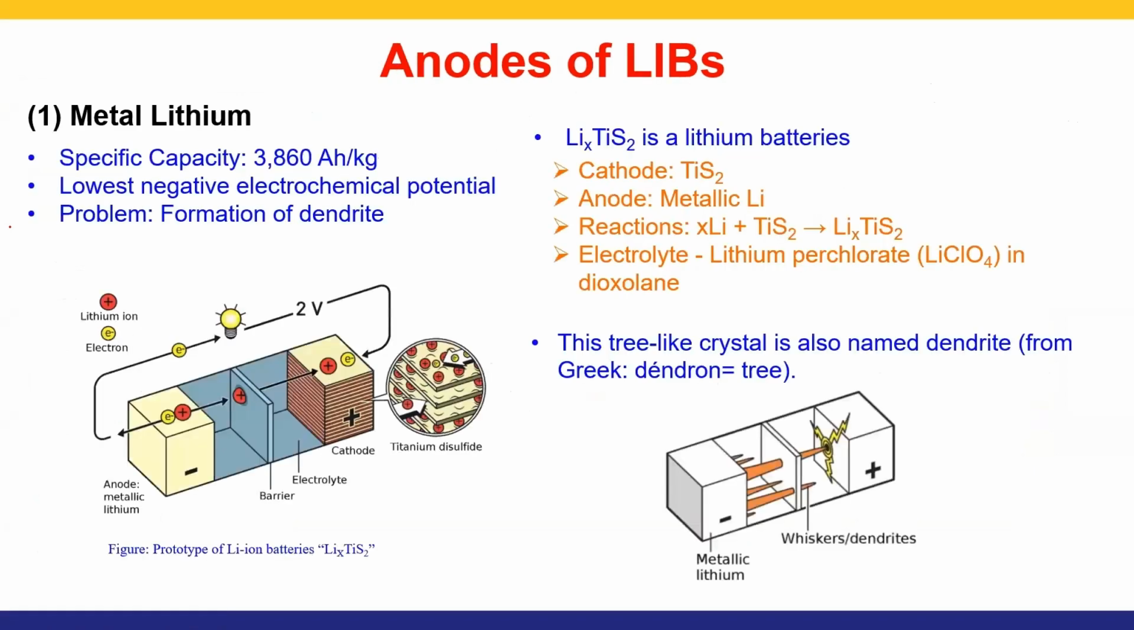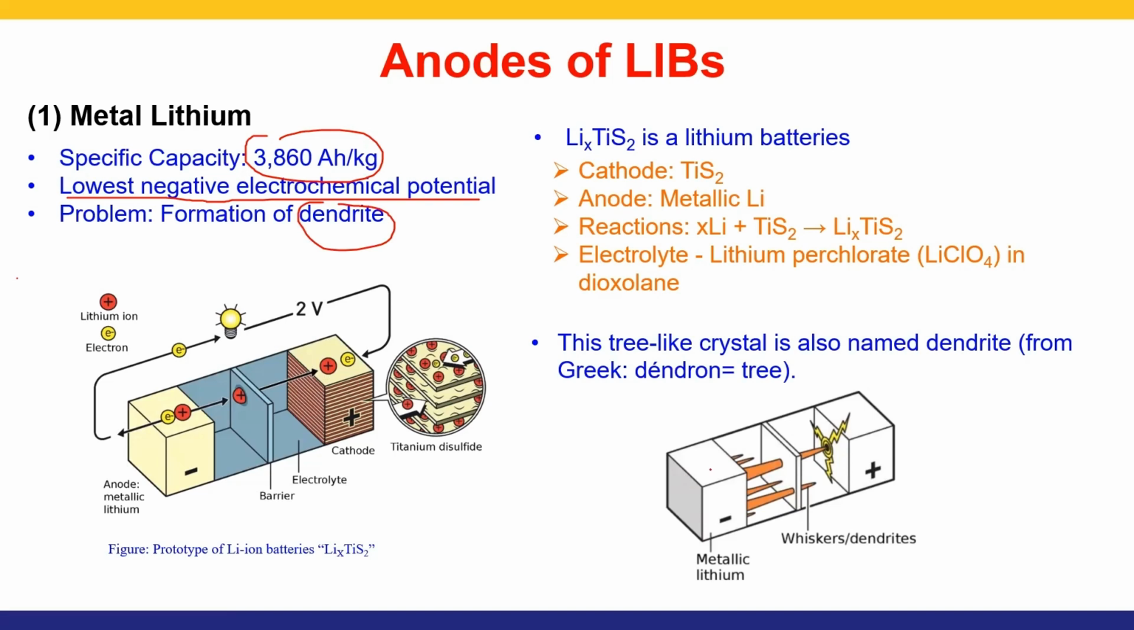Anodes of lithium-ion battery. Metal lithium. Metal lithium has a very high specific capacity as compared to graphite, which is about 10 times of graphite. The specific capacity is about 3,800. In addition, it has the lowest, or we say negative, electrochemical potential. However, the application of metallic lithium will cause the formation of dendrite.